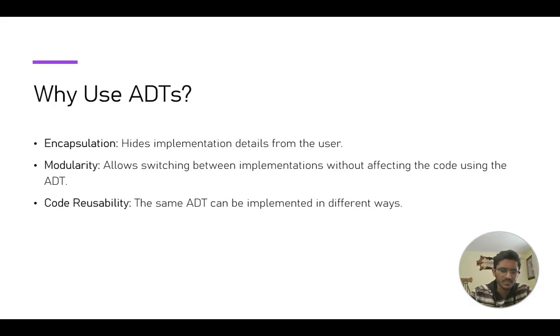So why use ADTs? Why should we care about them? Well, they're the secret sauce to writing flexible, modular, and reusable code. Think about it: if you're building a scoring system for a game using a list, but later realize a different structure works better, an ADT lets you swap it out without redoing everything. That saves you time and headaches. It's like changing the tires on your car without needing a new car. Super convenient. So the encapsulation part, the modularity part, and the code reusability part.